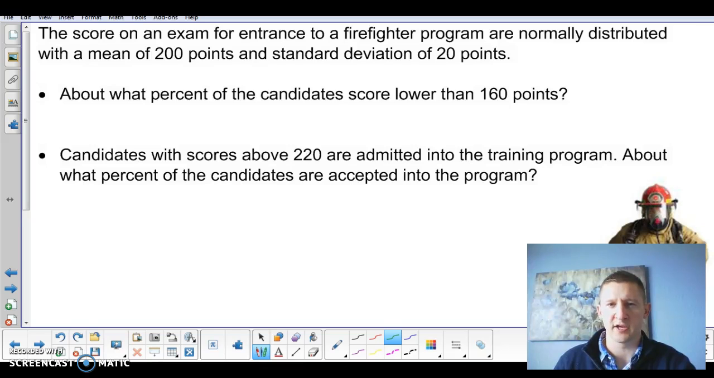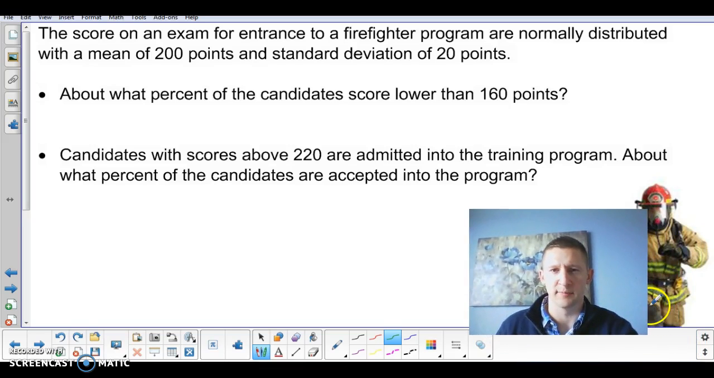In this video, we're going to take what we learned about the normal distribution and apply it to a real-life situation. So here we go. The scores on an exam for entrance to a firefighter program are normally distributed with a mean of 200 points and a standard deviation of 20 points. About what percent of the candidates score lower than 160 points?